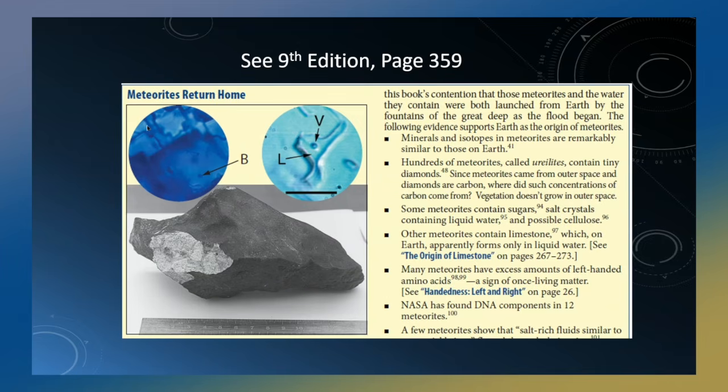And this is from the 9th edition of Dr. Brown's book, In the Beginning, which you can read online at creationscience.com, flipbook, or you can purchase the book at Amazon. And this is from page 359, talking about meteorites returning home. And if you look at this paragraph right there, minerals and isotopes in meteorites are remarkably similar to those on Earth. This is Walt writing this with an endnote 41, which we'll get to in a minute, which is a secular peer-reviewed article where that statement was made.